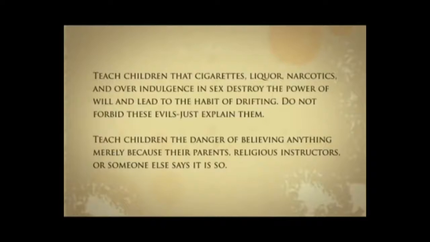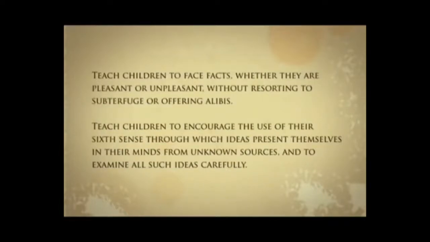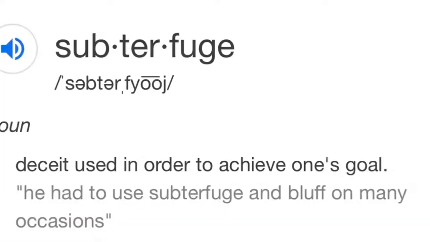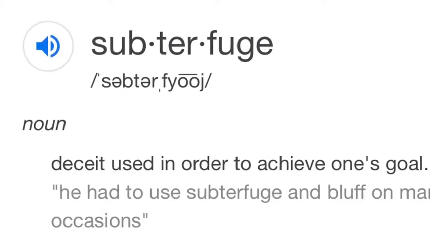Do not forbid these evils, just explain them. In other words, teach your children the nature of both good and evil, and allow them with the power of their own mind to decide for themselves which quality of experiences they wish to have. Teach children the danger of believing anything merely because their parents, religious instructors, or someone else says it is so. Teach children to face facts, whether they are pleasant or unpleasant, without resorting to subterfuge. Subterfuge meaning lying and deceiving, things that we know that narcissists do best.